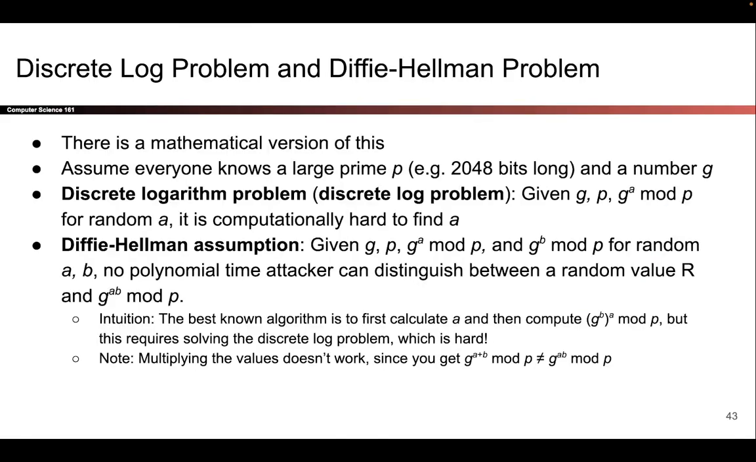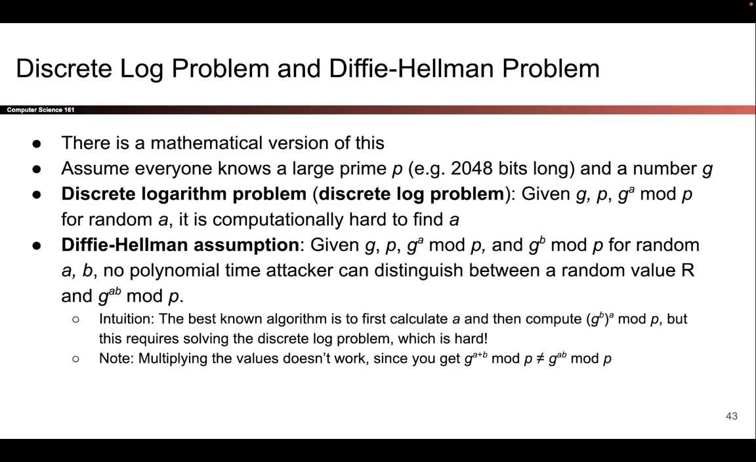A close cousin of the discrete log problem is something called the Diffie-Hellman assumption. Again, in this assumption, everyone knows some public values g and p. Now what's going to happen is I'm going to secretly choose two values a and b, which you don't know, and I'm going to compute g to the a mod p and g to the b mod p, and I'm going to present those two values to you. And the Diffie-Hellman assumption says you have no way to compute g to the ab mod p. If I gave you g to the ab mod p, and I give you some random number r, you cannot tell me which one is the answer and which one is the random value.